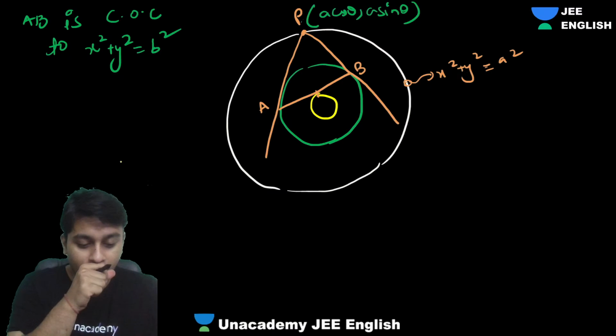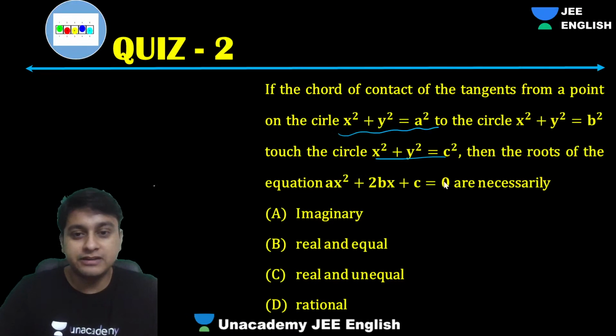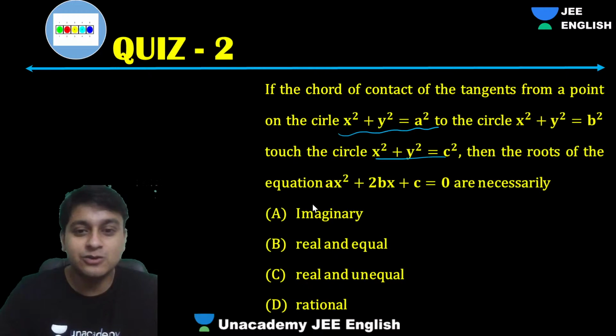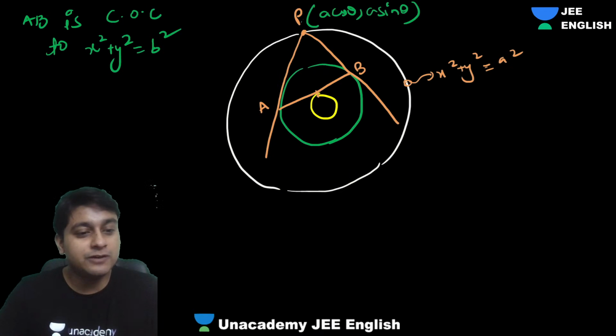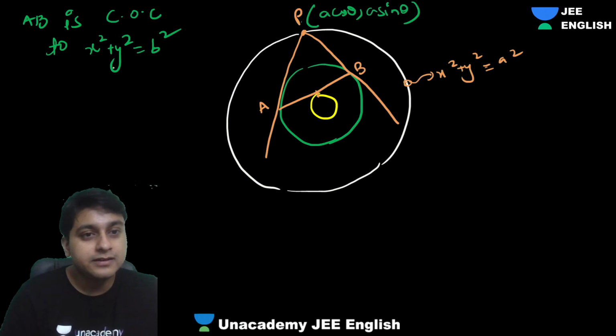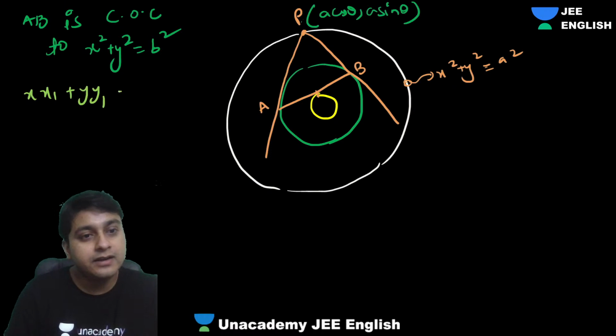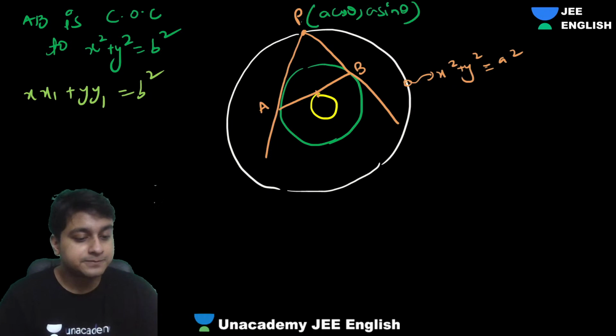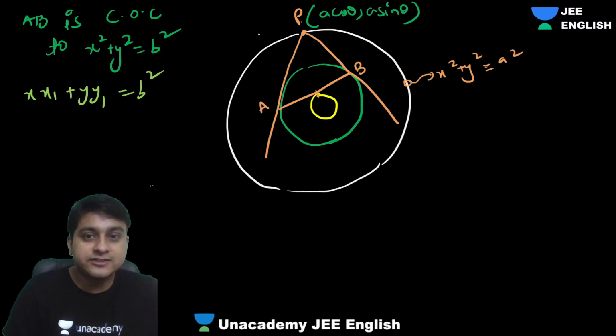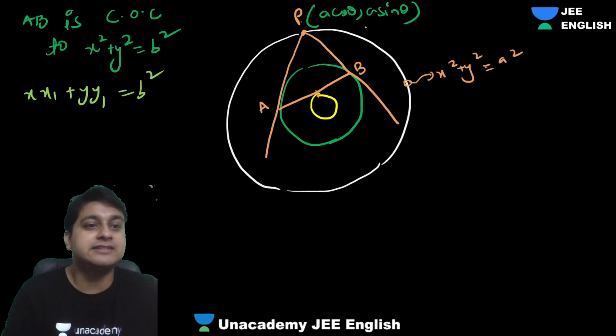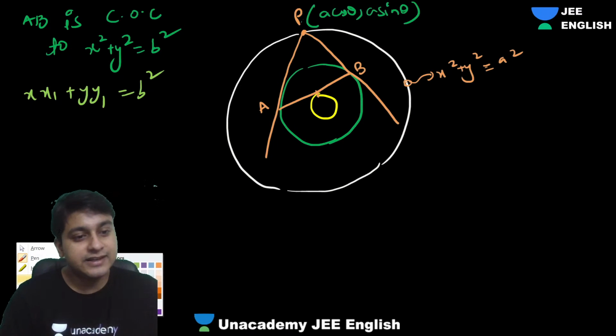So guys, just read the question properly once again. They are asking about the roots of ax square plus 2bx plus c. So what we can do is, can I get the equation of AB? We know that it will be x x1 plus y y1 equals b square, isn't it? Yes. And don't we know x1, y1 from a cos theta, a sin theta? Yes. So let's write down that one.